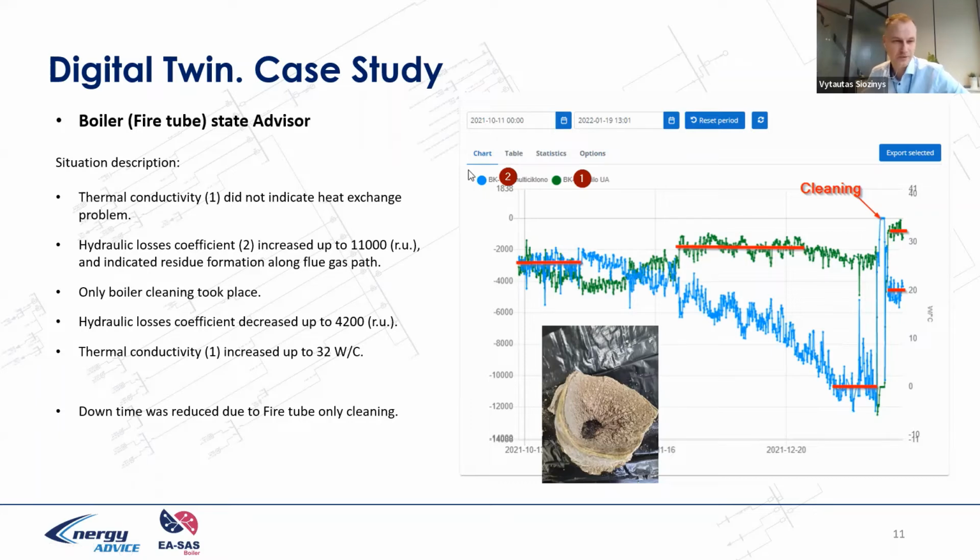cooled down to temperatures where a human can enter inside. It is only the fire tube side, and after cleaning, the hydraulic losses coefficient was restored almost to the level of the good condition of the boiler. A little bit of losses still exists, probably due to furnace condition.